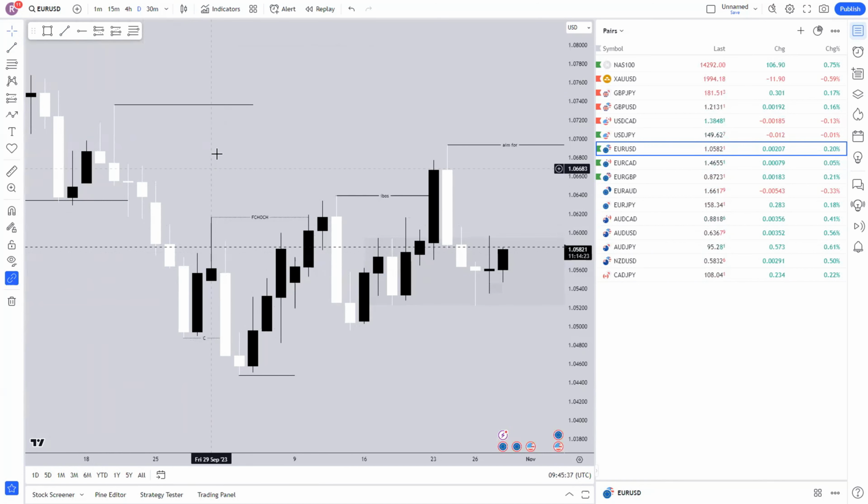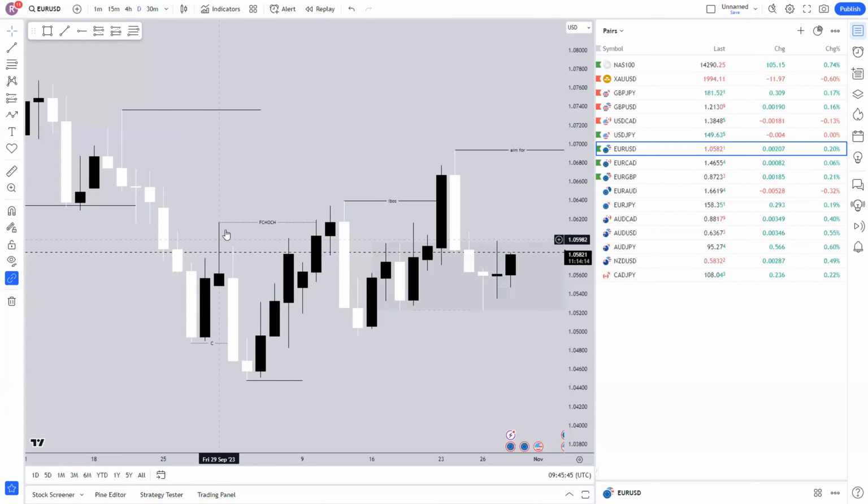So we need to wait for either the fractal high to break or the fractal low to break for a continuation. Obviously, if the fractal high breaks, that's a fractal change of character. But as you can see, we didn't come anywhere near that fractal high to get that change of character. We pulled back and then came straight back down for that fractal continuation. That's why I've got that marked out as C there for continuation. After that continuation, we then get another fractal pullback.